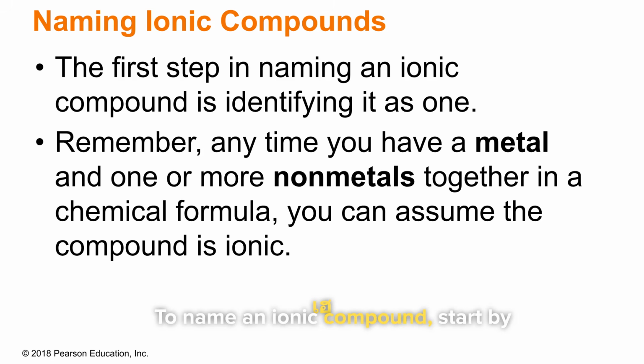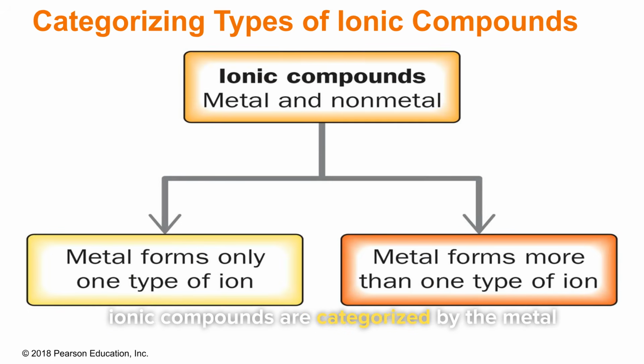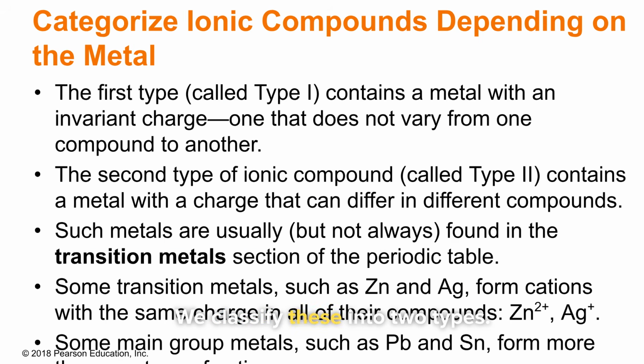To name an ionic compound, start by identifying it as ionic. You can generally assume a compound is ionic if it contains a metal and one or more nonmetals. Ionic compounds are categorized by the metal they contain. This flowchart illustrates the process of identifying the type of ionic compound, which determines the naming convention used. We classify these into two types. Type 1 metals have an invariant charge, meaning it doesn't change. Type 2 metals have variable charges and are typically found among the transition metals. Note that some exceptions exist, like zinc and silver, which maintain constant charges.